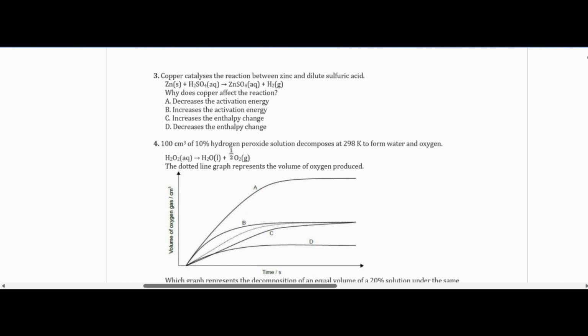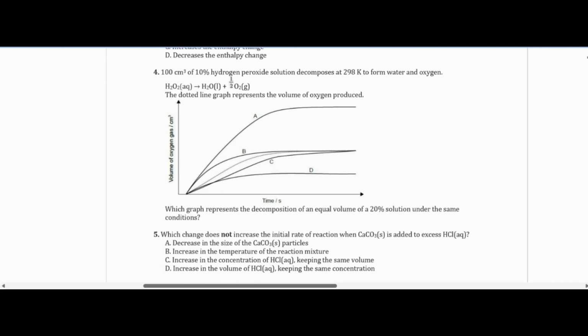Three, copper catalyzes the reaction between zinc and dilute sulfuric acid. Why does copper affect the reaction? It decreases the activation energy. Yes, it does. It doesn't increase it. It doesn't do anything to the enthalpy change. It's a catalyst, which means it's not used up in the reaction, but it does decrease the activation energy.